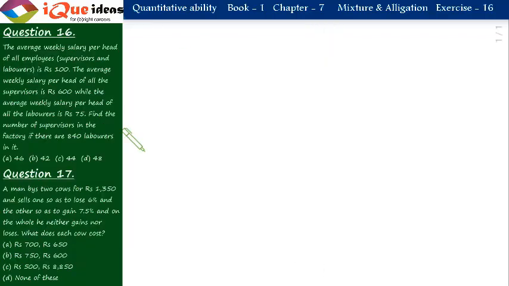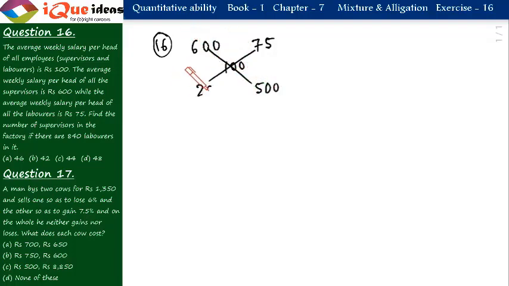Okay. Now question number 16, pretty much the same as question number 15. It says the average salary per head of employees is 100 rupees. Average salary of supervisors is 600 and average salary of laborers is 75, and the overall average is 100. So 100 is in between. 600 minus 100, the difference is 500. 100 minus 75, the difference is 25. So the ratio would be 25:500, which is 1:20.